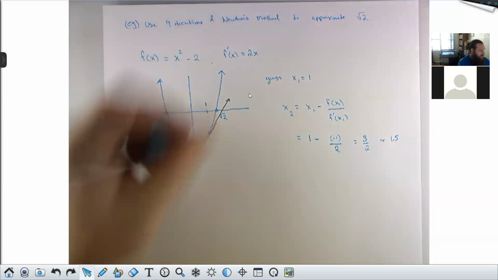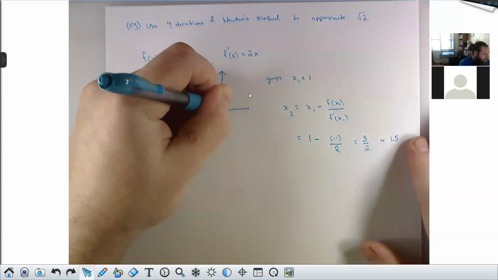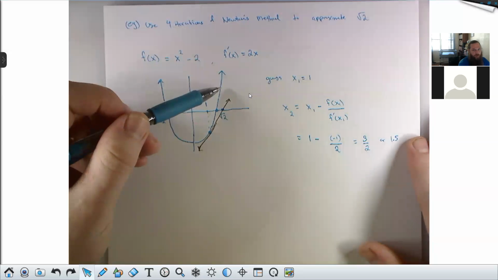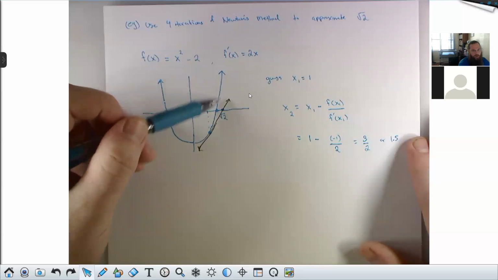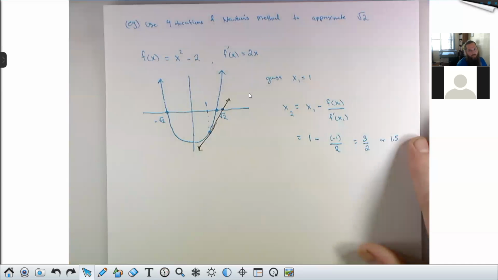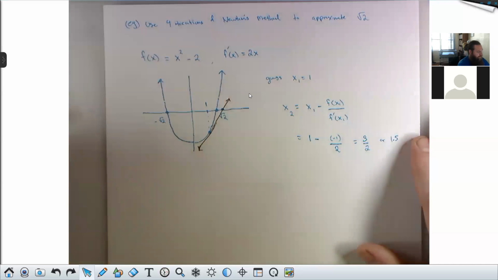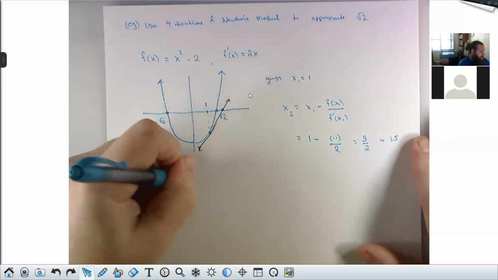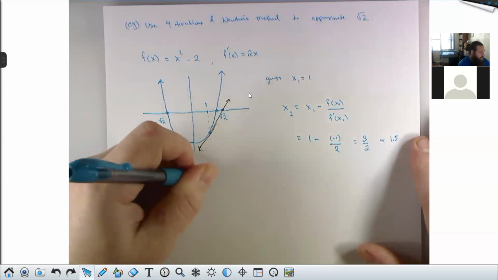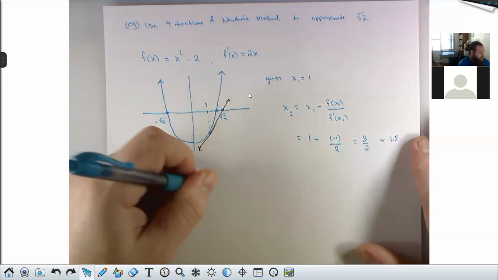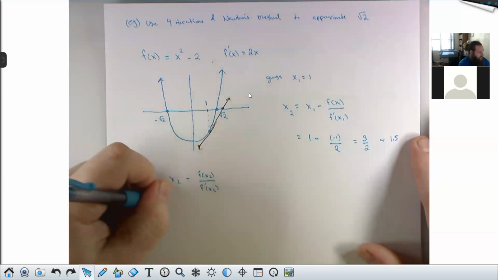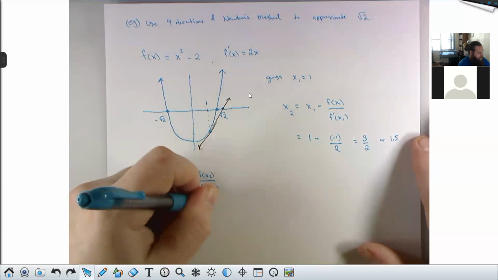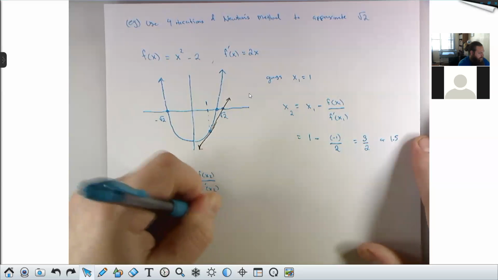So the place where this tangent line hits right here is 1.5, this point right here. So then I'm going to construct the tangent line at 1.5 and see where that hits the x-axis. That's going to be even closer to the square root of 2. That's x3, and this would be x2 minus f of x2 divided by f primed of x2, which is 1.5 minus f of 1.5 divided by f primed of 1.5.